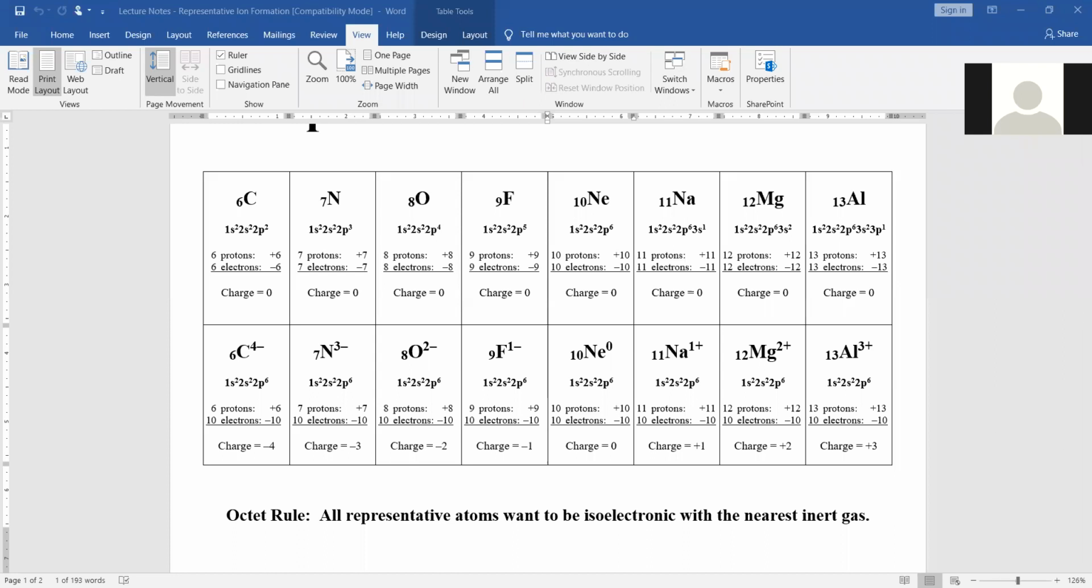We now know what isoelectronic means: same number of electrons or same electron configuration. One implies the other. Take a look on the bottom here. All these atoms have 10 electrons. They all have identical electron configurations. All of these atoms in the bottom row are isoelectronic with each other.